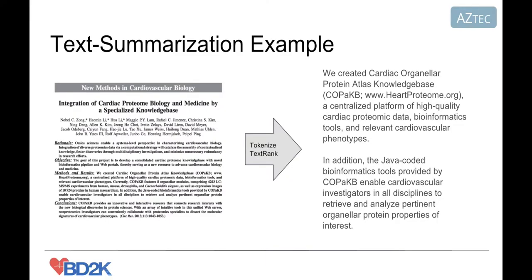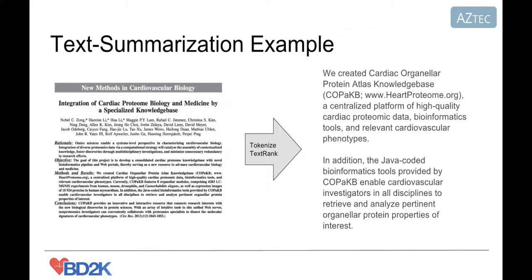So here's an example of how the text summarization algorithm is used for the CopaKB abstract. We give the abstract, and the tool tokenizes all the words while maintaining the group of words and sentences. And we apply the TextRank algorithm to rank the seven sentences in the abstract, and the top two results are returned, which is listed on the right. In general, it does a decent job of figuring out which sentences are important. The algorithm returns a sentence that was most related to the other sentences.